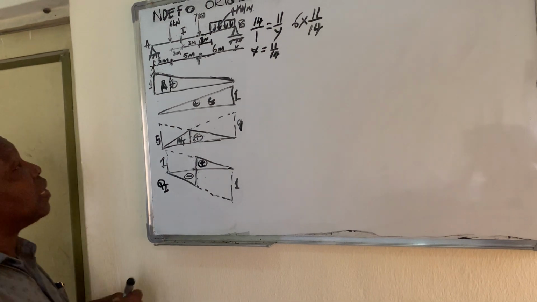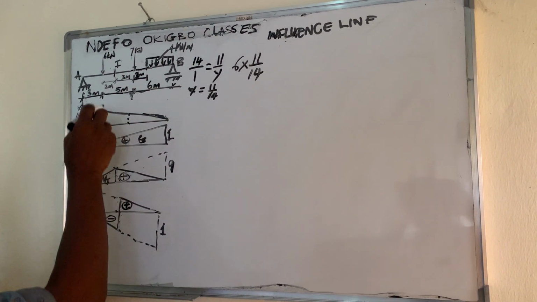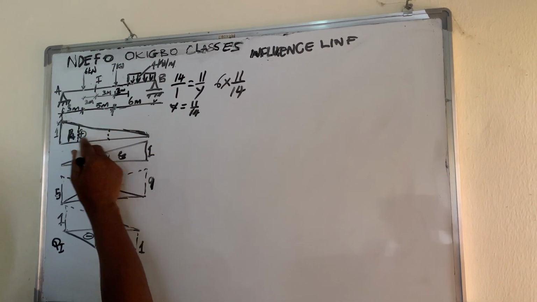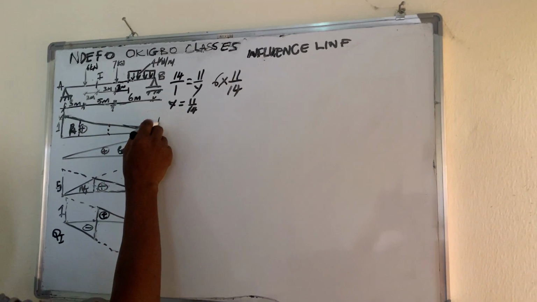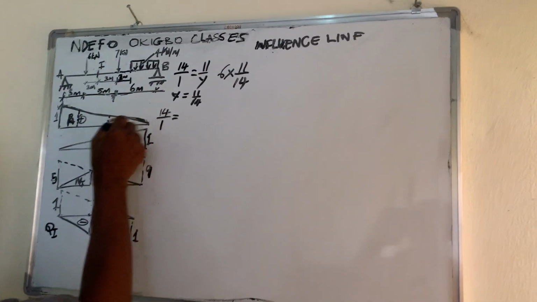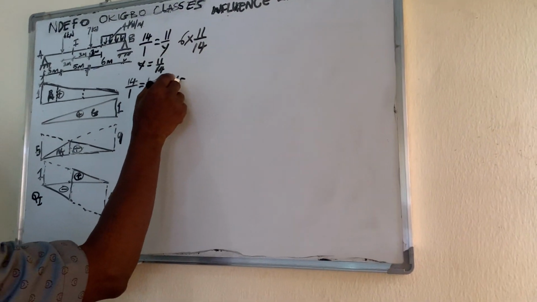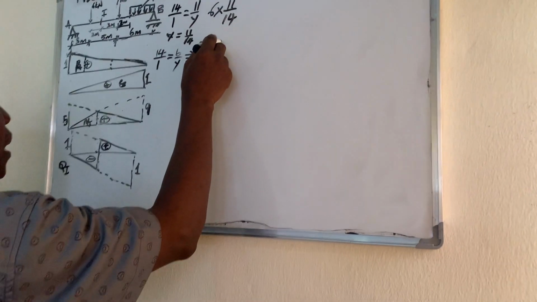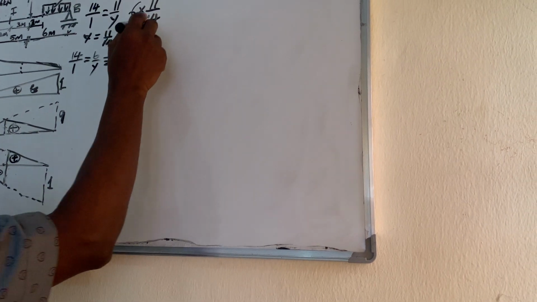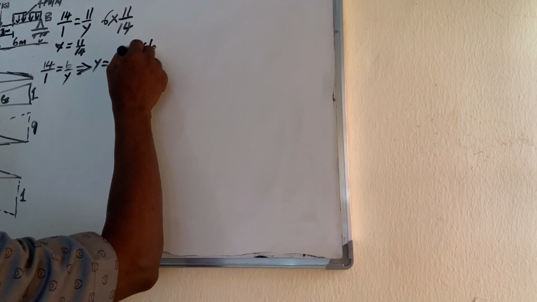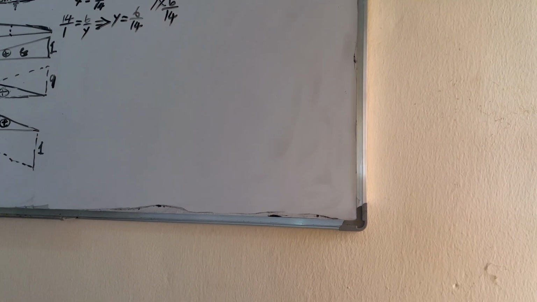then I have 7. To get the effect of 7, I get the ordinate at this point. The ordinate at that point is 6, this total triangle is similar to this small one. So 14 over 1 is equal to this length 6 over y. It implies that y is equal to 6 over 14. And the influence of the load is 7 times 6 over 14. Simple. So the next is the UDL.